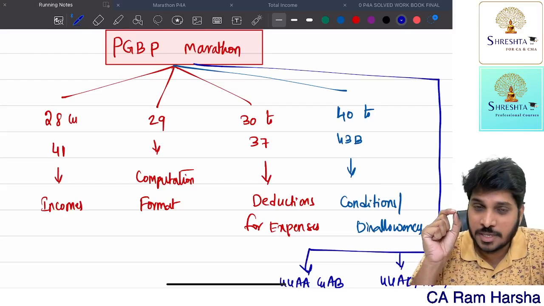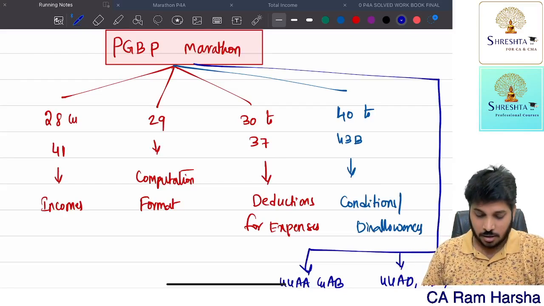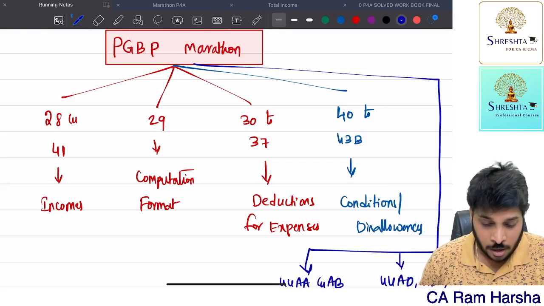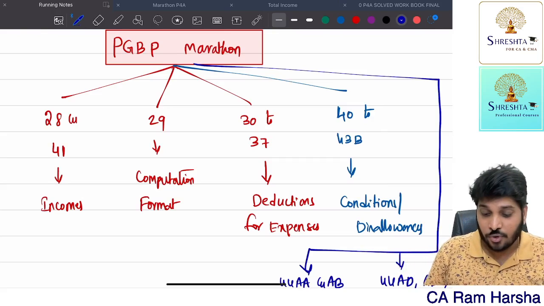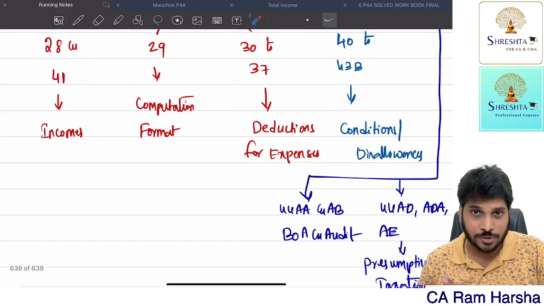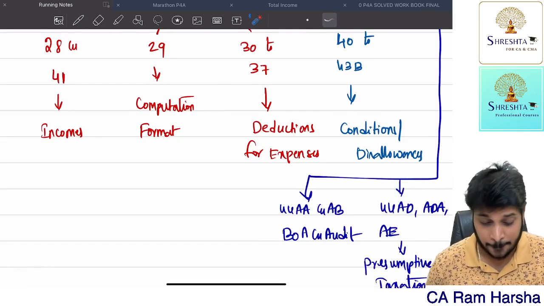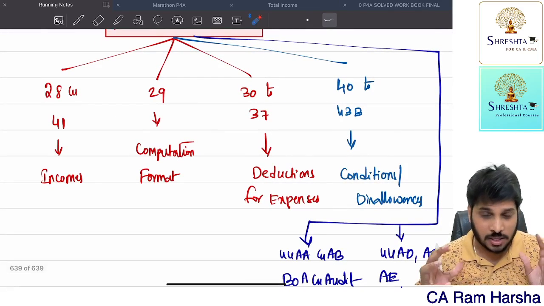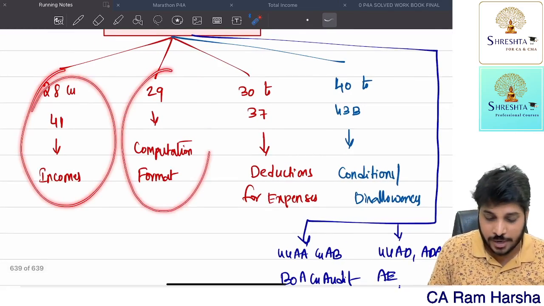So let's start PGBP revision marathon. The sections that are involved in PGBP will be the 28 to 44 series. These are the sections which we have. Now in this, all the sections are classified into a few categories.